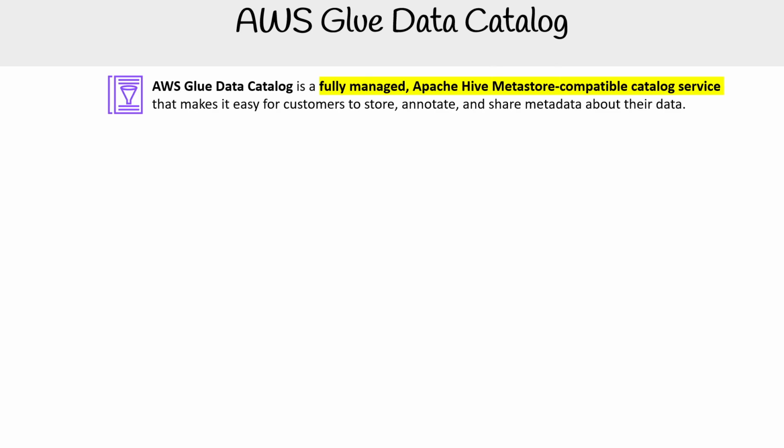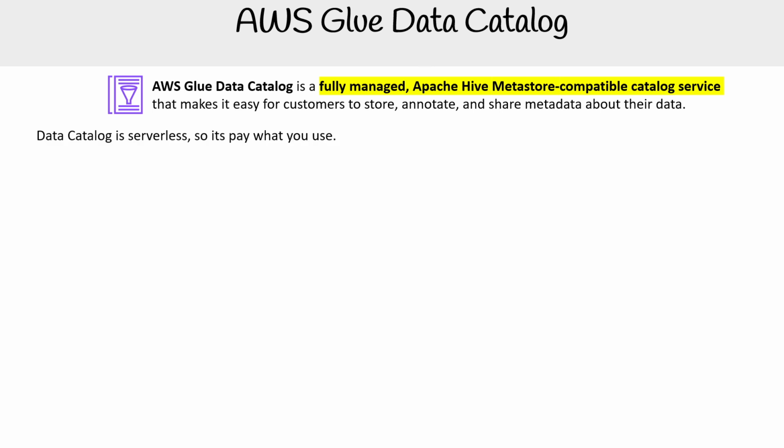I'm going to have to read this really slowly because this one is a tongue twister. AWS Glue Data Catalog is a fully managed Apache Hive Metastore compatible catalog service. Wow, that was hard to say. That makes it easy for customers to store, annotate, and share metadata about their data.